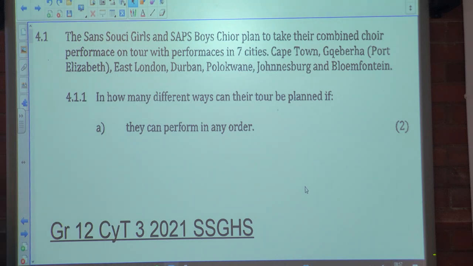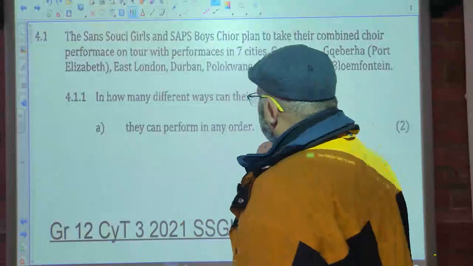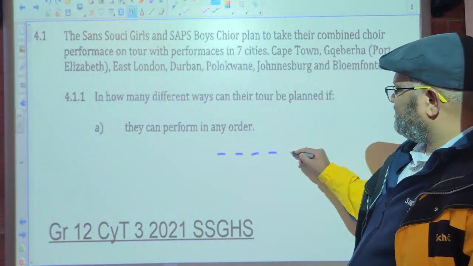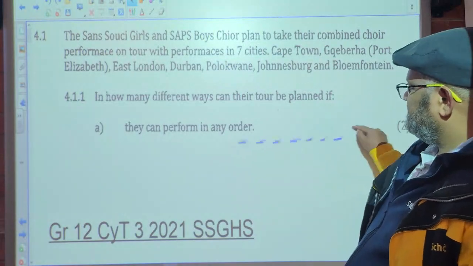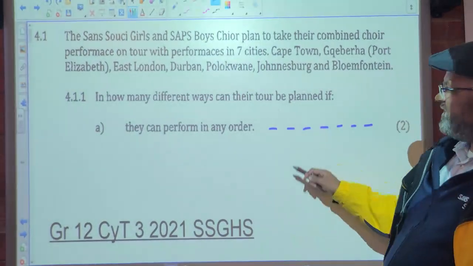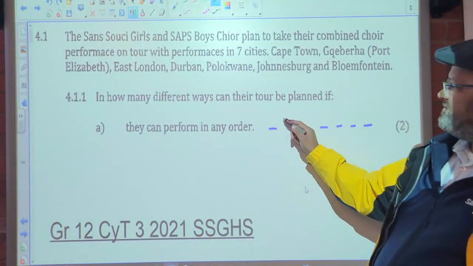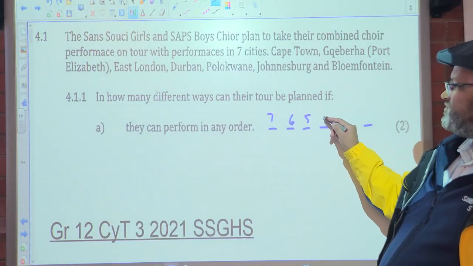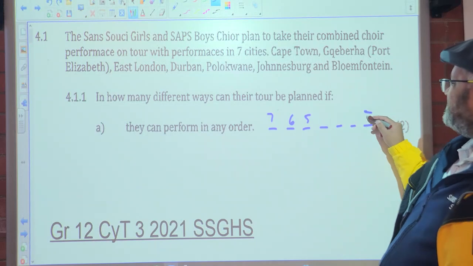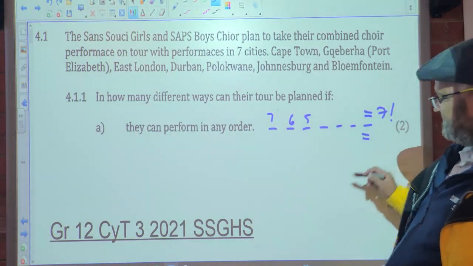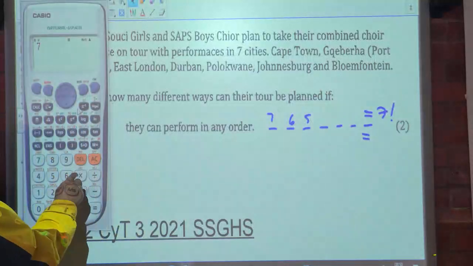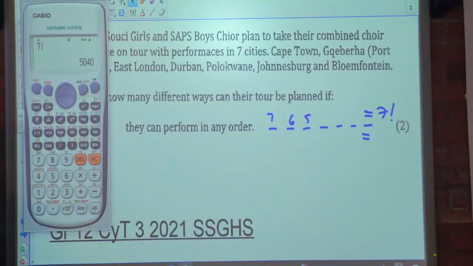Okay, so people, how many bids would we have here? How many cities are there? 7. So it's 1, 2, 3, 4, 5, 6, 7. Right. So how many options do I have here? 7, then 6, then 5, and so on. So this is the same as 7 factorial. You all agree with that?